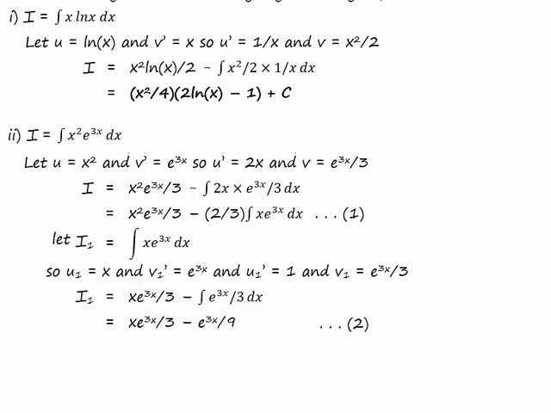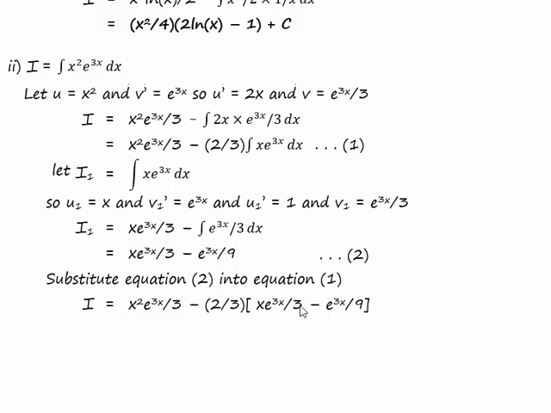So now I'll substitute equation 2 into equation 1, giving me minus 2/3, which is from here, and then x e to the 3x over 3 minus e to the 3x over 9. I'll take e to the 3x over 3 outside a bracket, so now I've got x squared minus 2x over 3 plus 2/9. I've got a minus and a minus, which is where the plus comes from, and I've got a constant of integration.